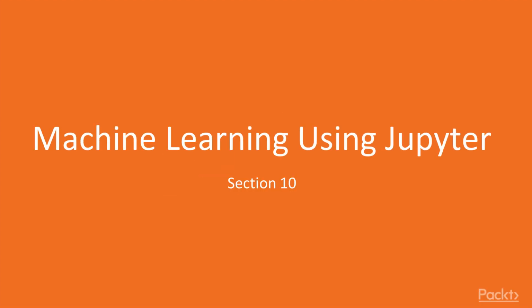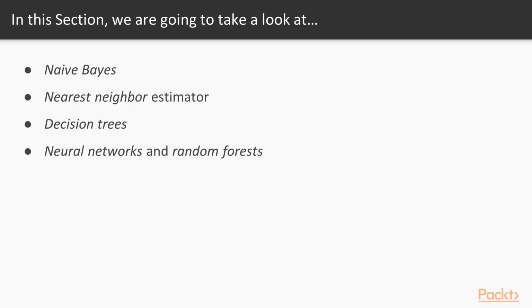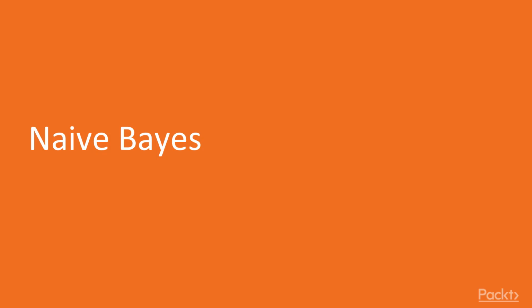Hello viewers, welcome to the section Machine Learning Using Jupyter. In this section, we will learn about naive Bayes, nearest neighbor estimator, decision trees, neural networks, and random forests. Now, we move on to the video, Naive Bayes.